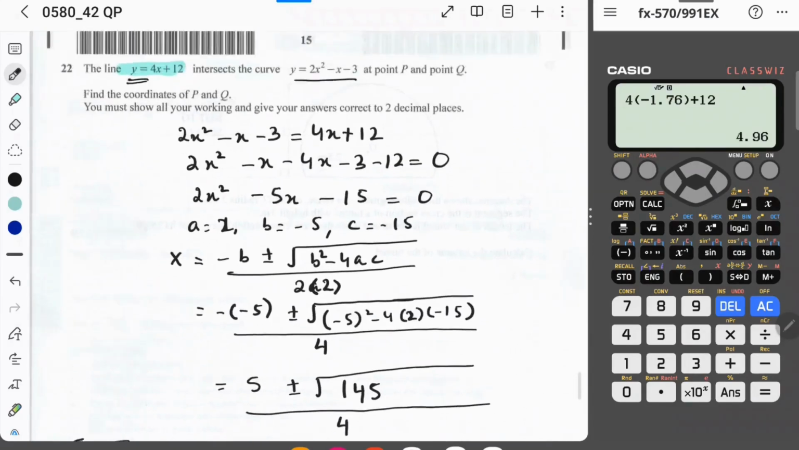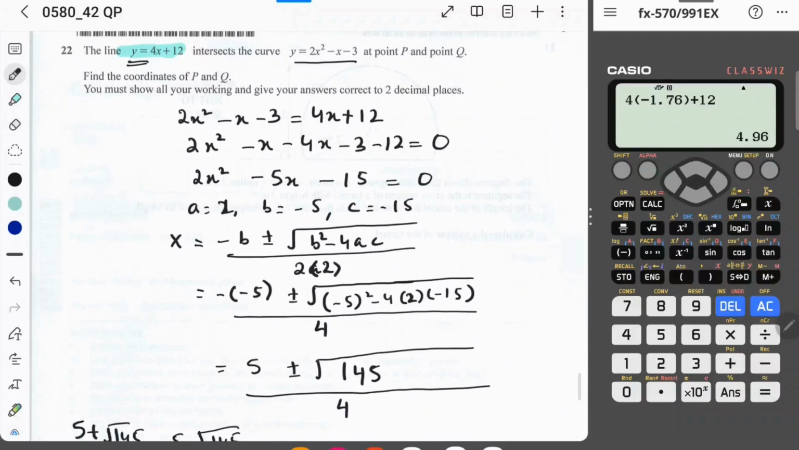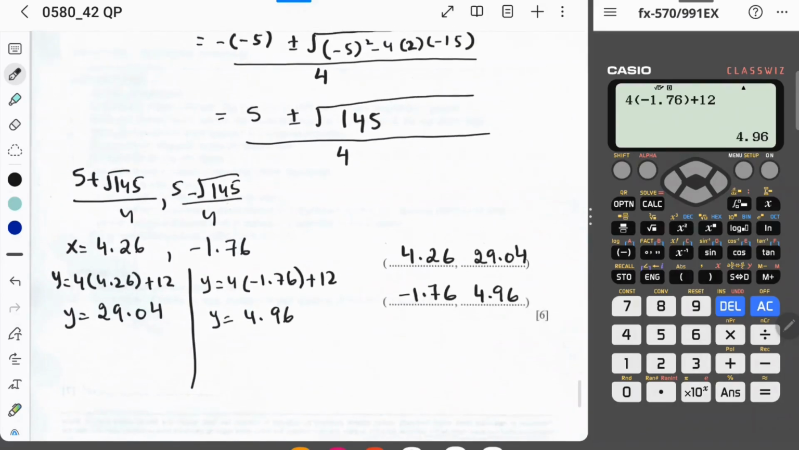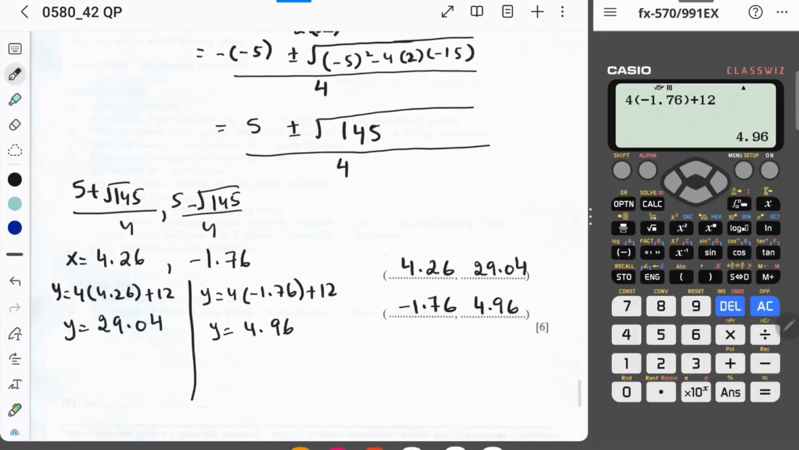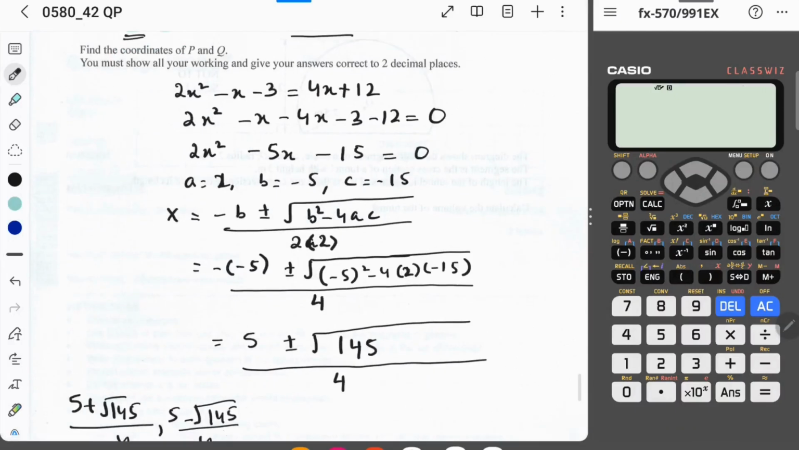So that is a simultaneous quadratic equation with a linear equation. We didn't factorize, we don't have the factors, so we found our answer by the quadratic formula. And you can also verify your answer with the help of the calculator, and find your answer for the value of y.